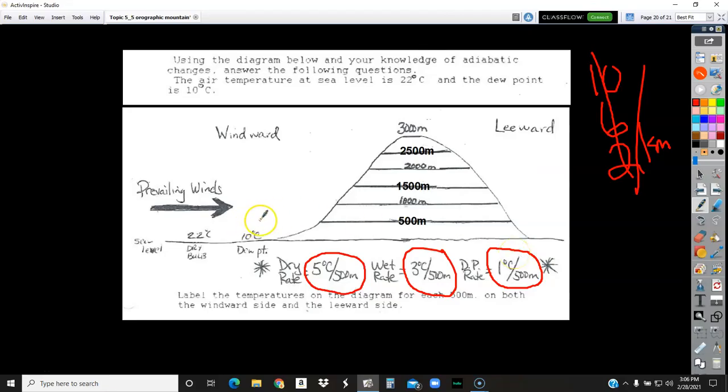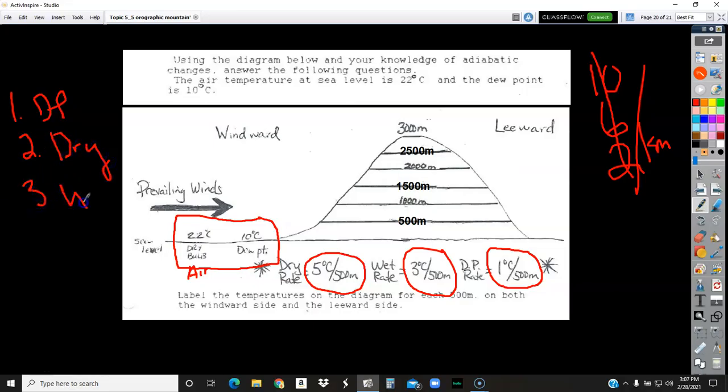And again, the first thing you want to look for is your dry bulb number, which is your air temp. Remember, dry bulb is just a regular thermometer. So that's your air temperature. It's 22 degrees. And your dew point is 10. So again, the 4 steps were: 1, start with the dew point. I'll just kind of list them here. 2, use the dry rate until you hit a cloud. 3, then switch to the wet rate till you get to the top of the mountain. And 4, then go back to the dry rate on the right side, or the eastern side, of the mountain when you come down. So let's do the dew point rate first.